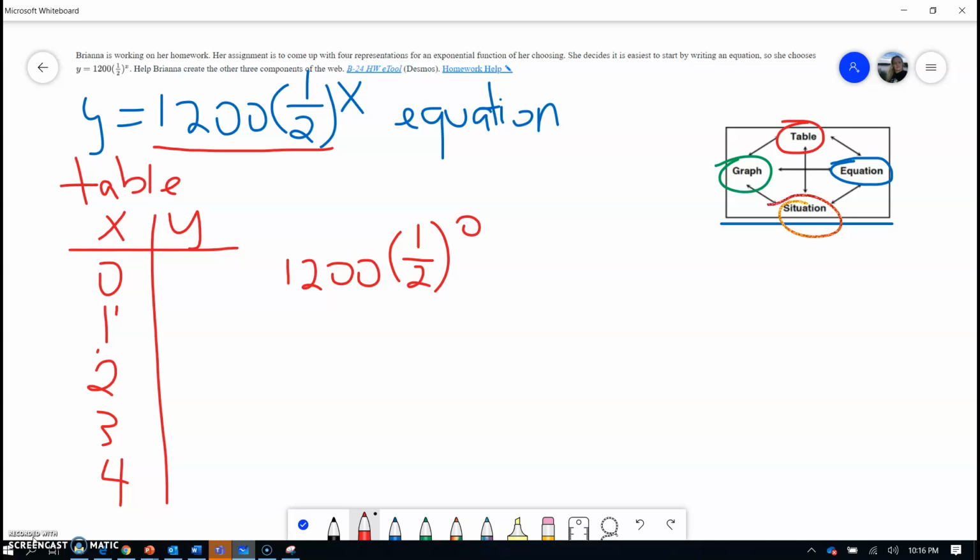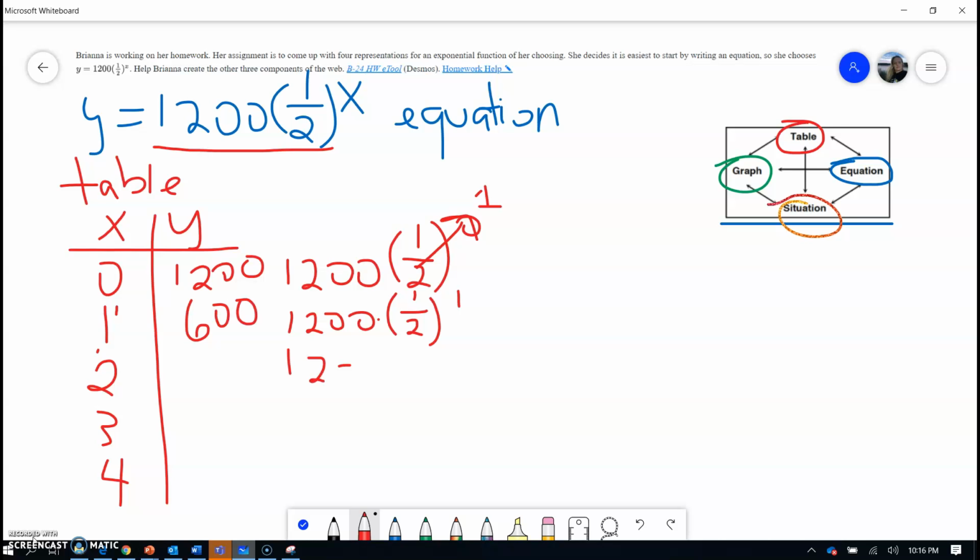Anything to the power of 0 becomes 1. That's just the rule. And we times 1 by 1200. Well, it looks like we're going to get 1200 back. So the first y value we have is 1200. Let's move to the next one. Take 1200 times 1/2 to the power of 1. Anything to the power of 1 gives back itself. So this just becomes 1200 times 1/2. That's like dividing 1200 by 2, so that one's 600.